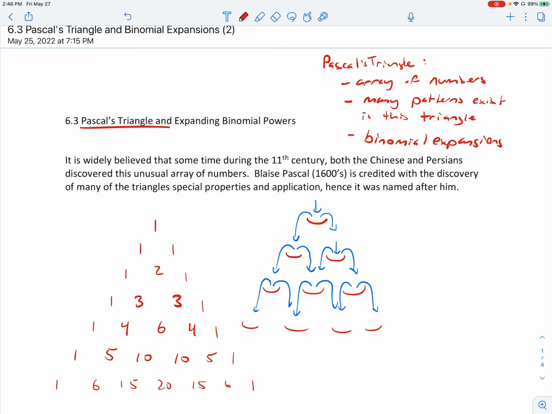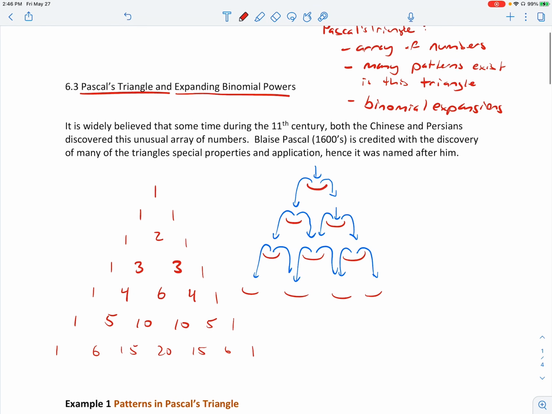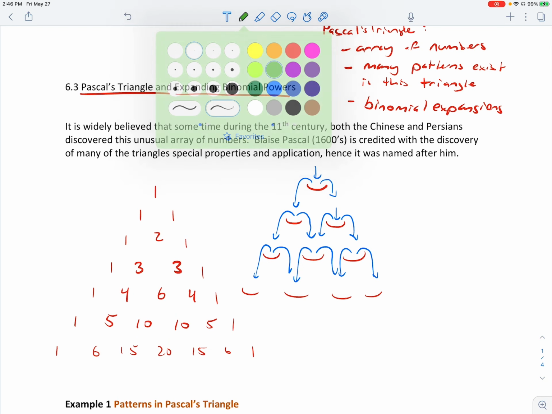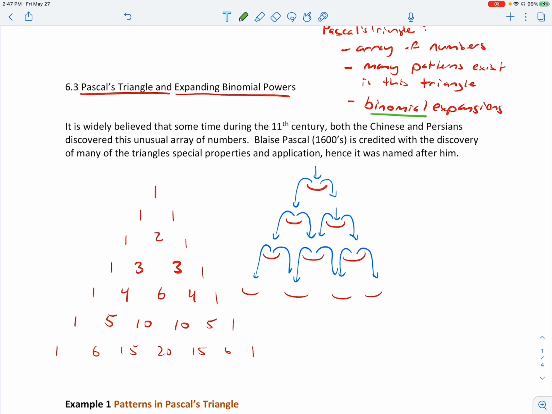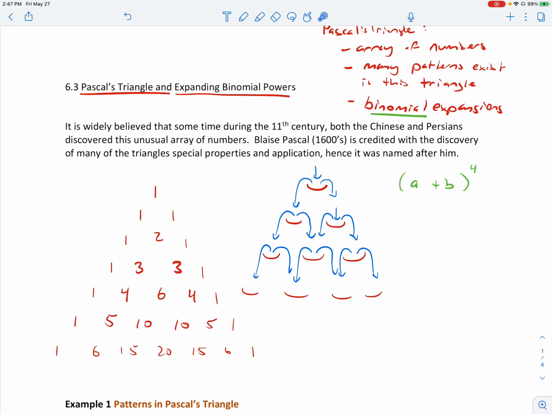Okay, that's also in the title of the section, so it's kind of a big deal for this section. So what's a binomial expansion? Well, if you remember, binomial just means two terms. So it's basically when we have a polynomial with just two terms, maybe it's a plus b, but then it's raised to a power. So maybe like 3 or 4. And what Pascal's triangle will do is it gives us a shortcut to expand this out.